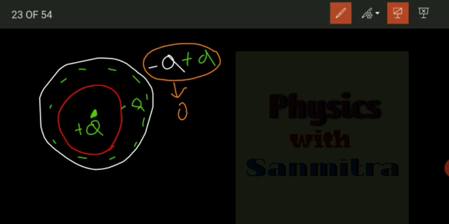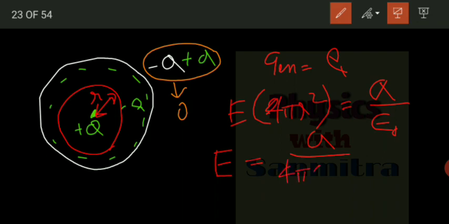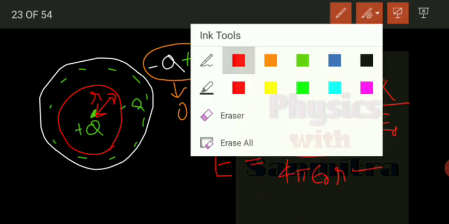Inside the conductor, say at radius R, the charge enclosed is q simply. So I can write E into 4 pi r square is equal to q by epsilon naught, or simply that is the result of Coulomb's law only. I will be getting E equal to 1 by 4 pi epsilon naught r square. This is for inside. Now let's see for outside what happens.